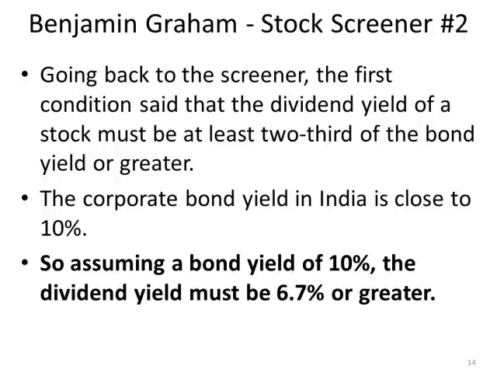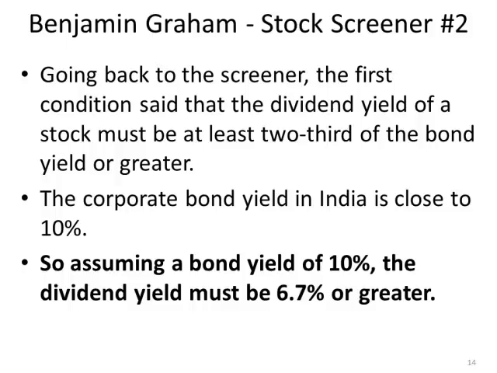And given that we have a bond yield of 10%, we get that the dividend yield must be 6.7% or greater, right? So we're saying the dividend yield must be at least 2/3 of the bond yield. 2/3 of 10% is 6.7%. So our stock screener would become that we're looking for companies which pay a dividend yield of 6.7% or greater.